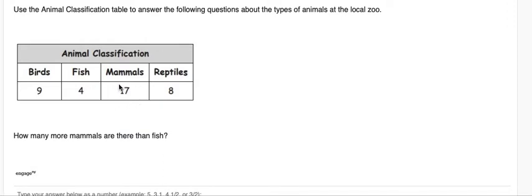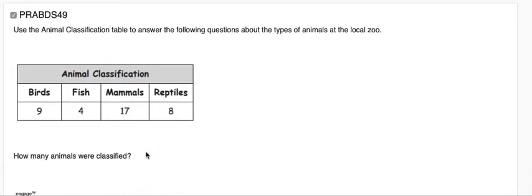Well, if I do 17 take away 4, that's how many more mammals there are than fish. So if we set up our problem, 17 minus 4, 7 minus 4 is 3. Bring down the 1, I have 13. How can I check my answer? I'll take the answer I got and add that number to the fish. If 13 plus 4 equals 17, then I know I am correct. And since 13 plus 4 does equal 17, I'm right.